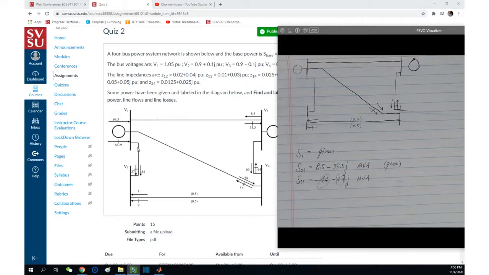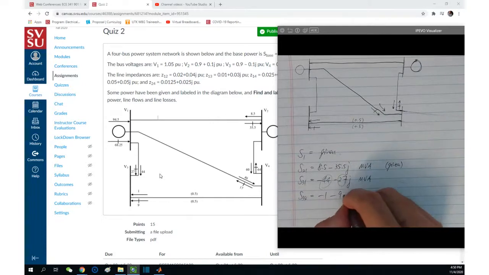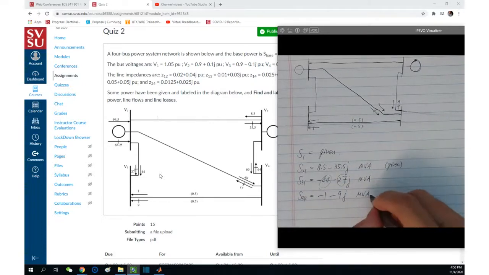Follow this side of the line. The line is the reactive power. 44 is the active power, so 27 is reactive. S31 is also given, and S34 is given too, right? Negative 1, negative 9J, MVA. Given.